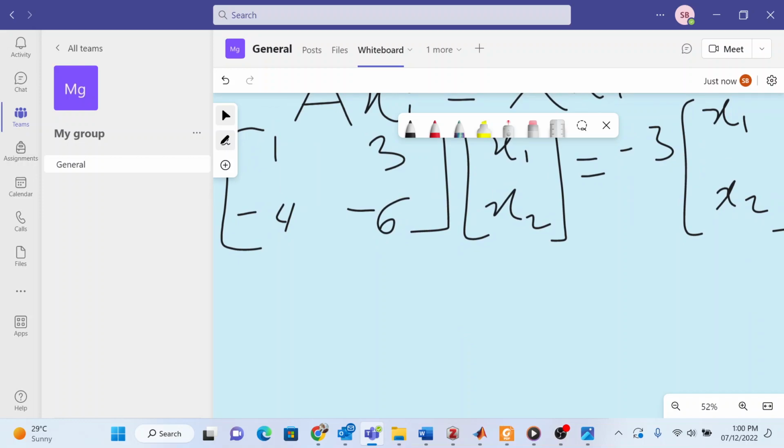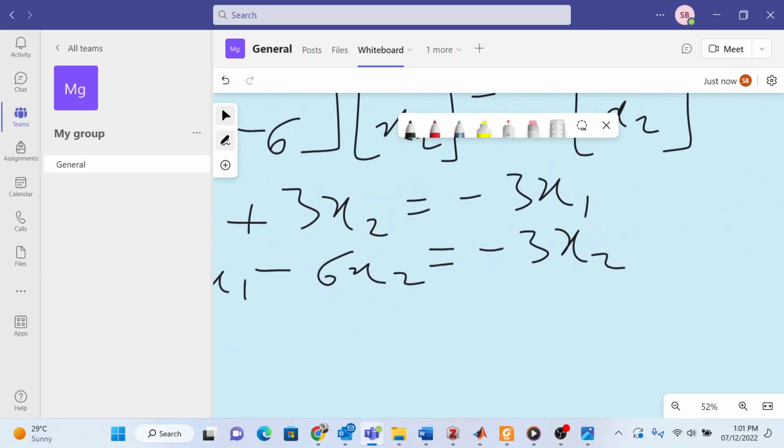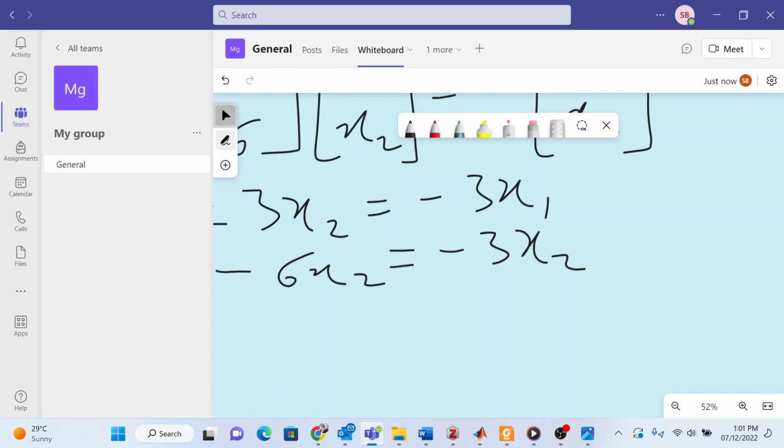Once we expand the brackets, we're going to get x1 plus 3x2 minus 3x1. And for the second one, it's going to be minus 4x1 minus 6x2 minus 3x2. So the same thing we did for the other one, we also do it for this one. So we'll just call this one equation 3, equation 4.